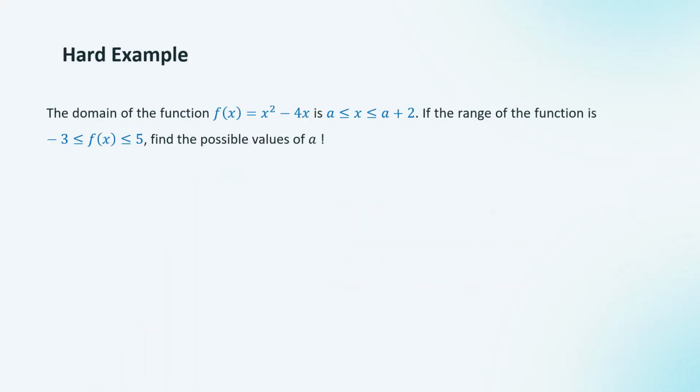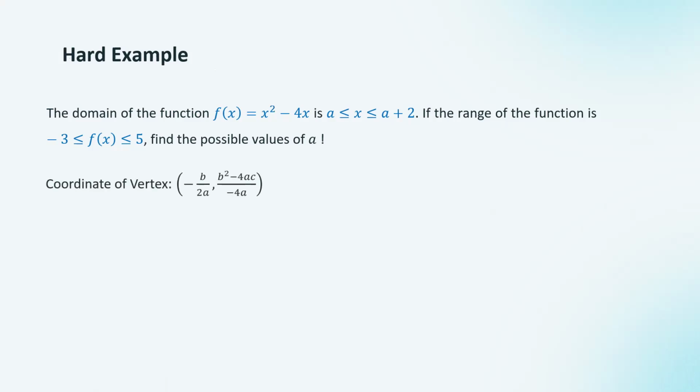Right, next example. The domain of the function f of x equals x squared minus 4x is between a and a plus 2. If the range of the function is -3 less than or equal to f of x less than or equal to 5, we need to find the possible values of a. Right, so what should we do first?